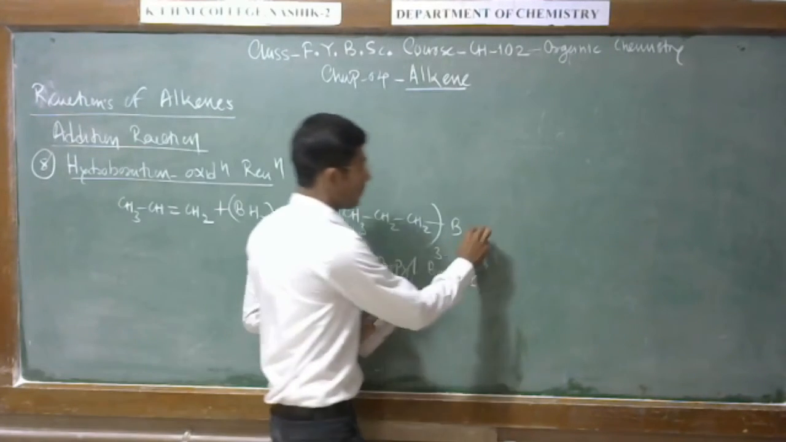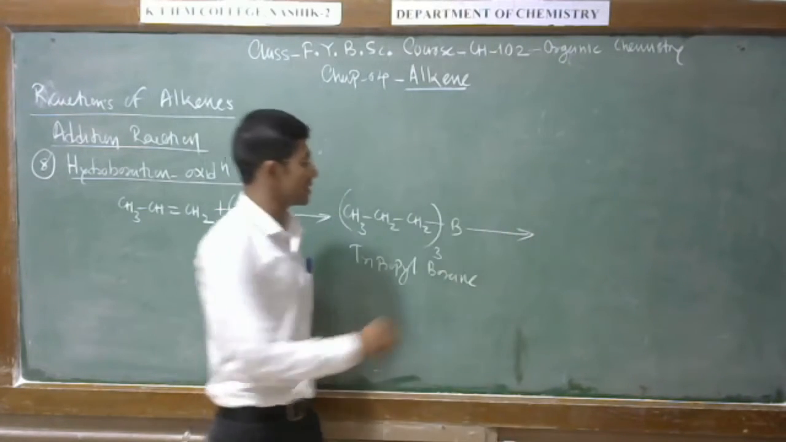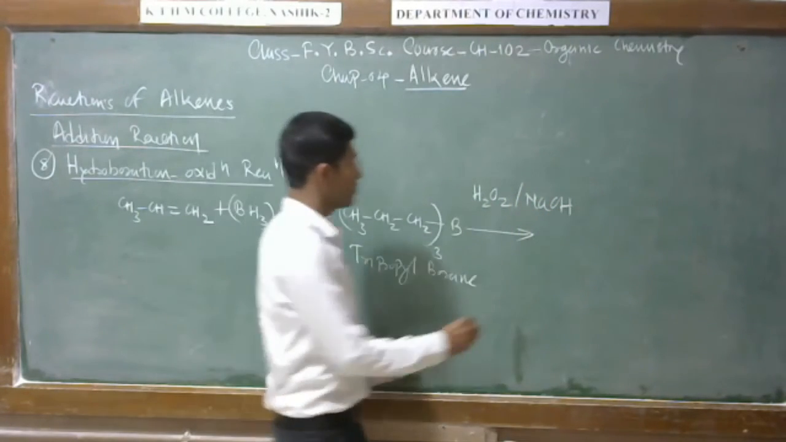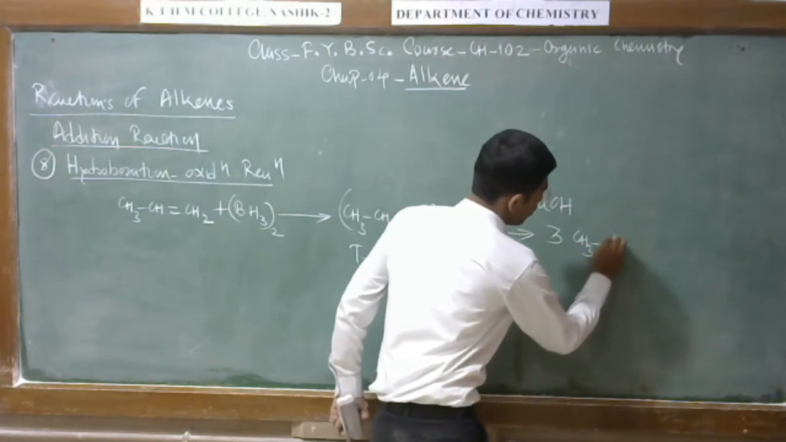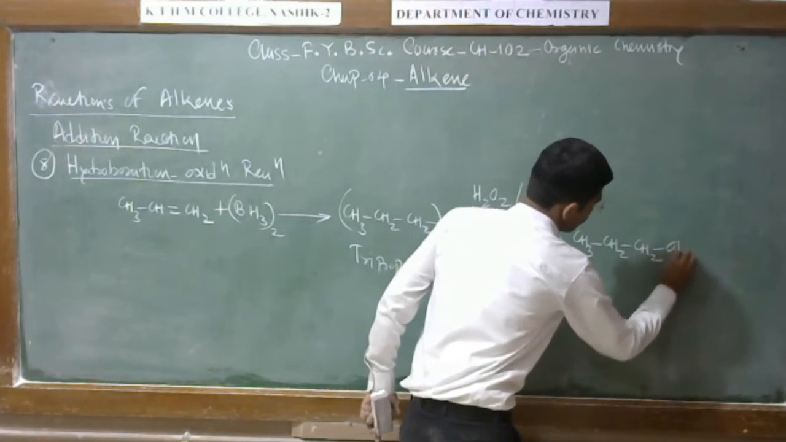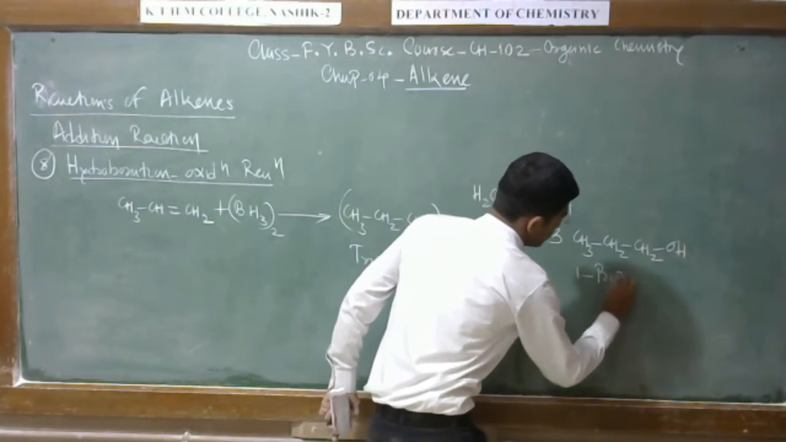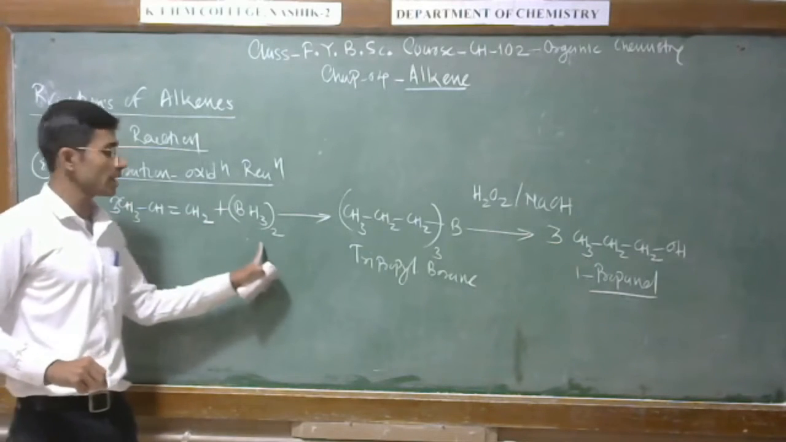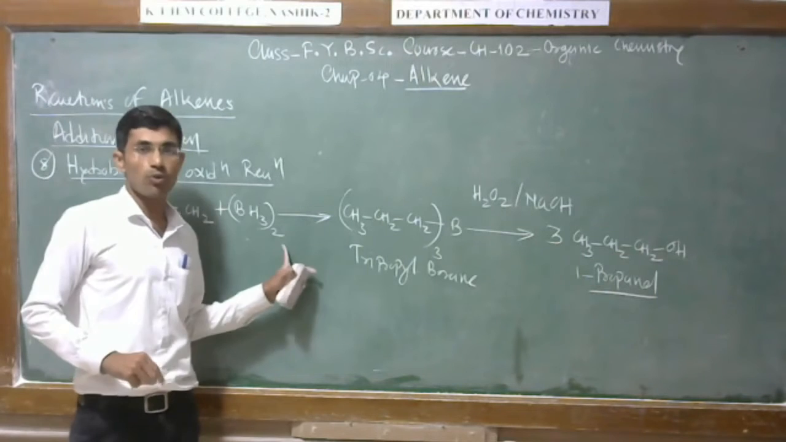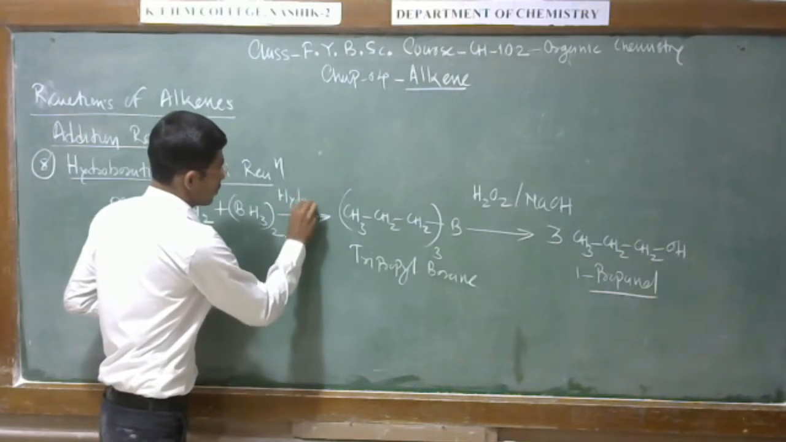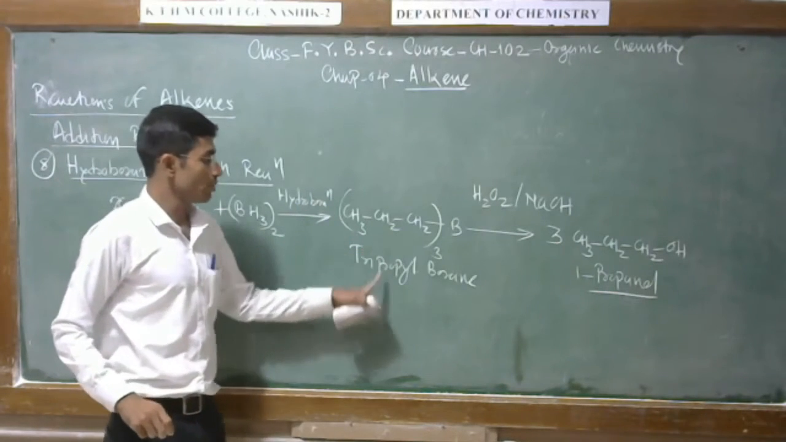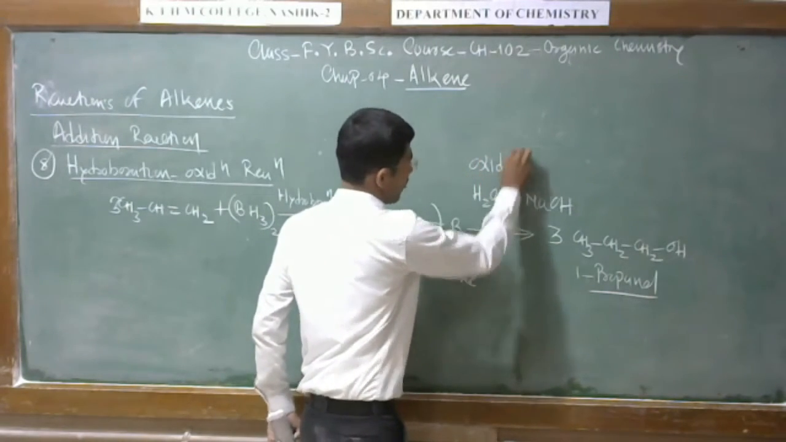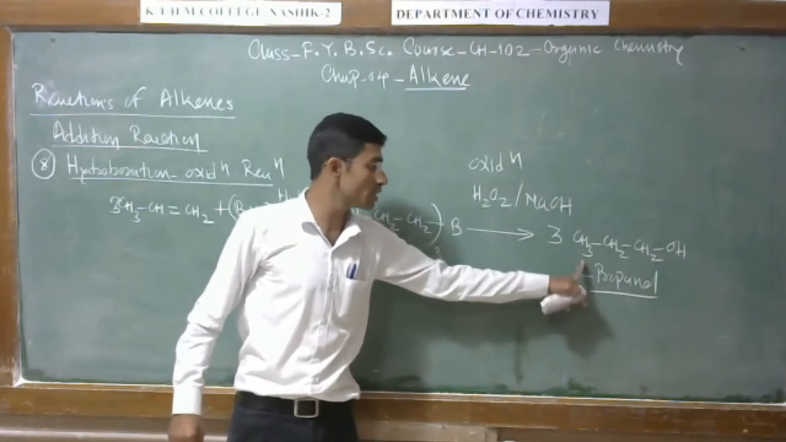This tripropylborane undergoes oxidation with H2O2 in the presence of alkaline medium, and there is a formation of three molecules of 1-propanol. So three molecules are required for this reaction. Propene reacts with borane, so addition of borane occurs. We call this the hydroboration reaction. By hydroboration we get the trialkylborane, or tripropylborane here, followed by oxidation with hydrogen peroxide in alkaline medium, which enables the formation of 1-propanol.